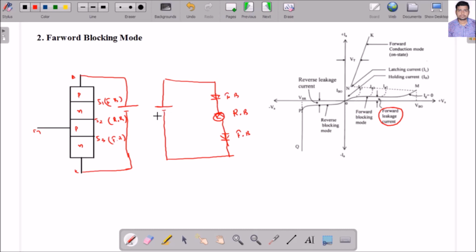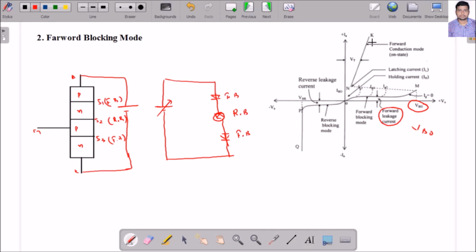But at this point, if I keep on increasing the voltage, at some voltage known as the break over voltage, that is VBO, the forward break over voltage, the junction J2 will break down and current will start increasing.